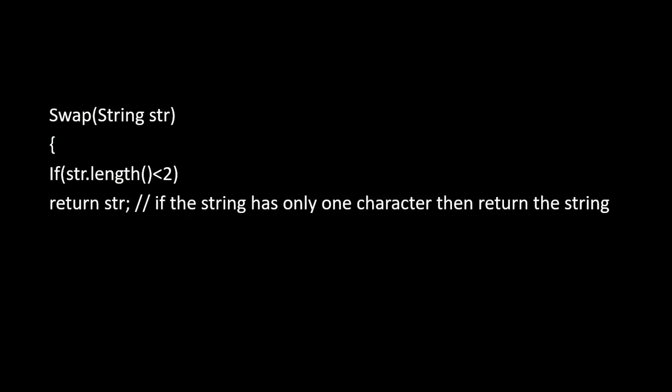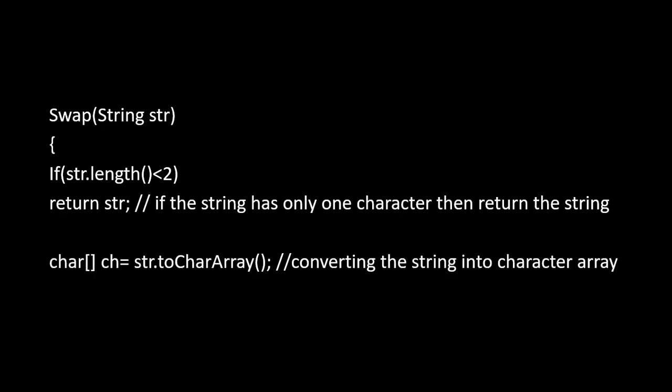First of all, we'll make a method in which we'll give the input string str, and then we'll check if its length is less than 2, then we will simply return our string, that is, if the string has only one character, then return the string. Now we will convert our string into a character array. Here we have converted it by using this method. Then we will swap the first and the last character of the string.